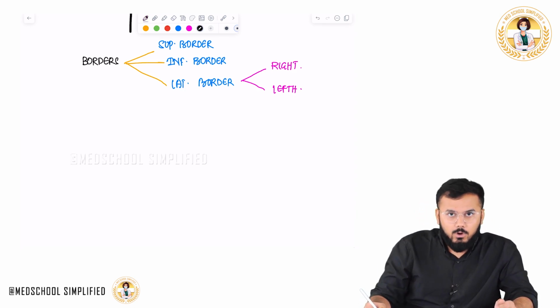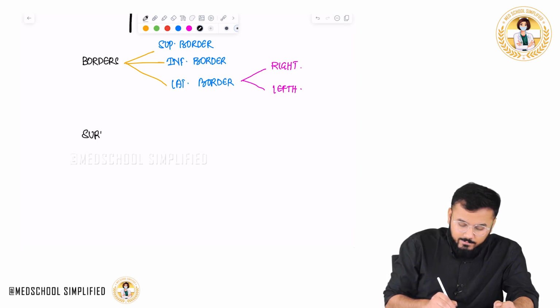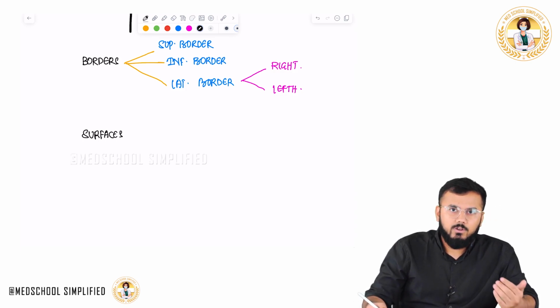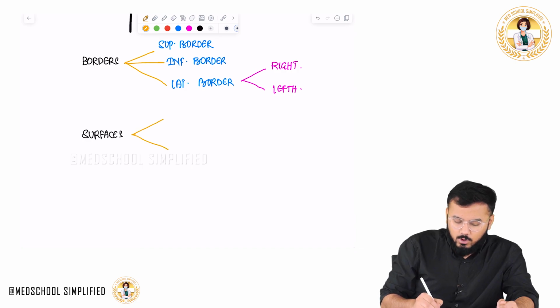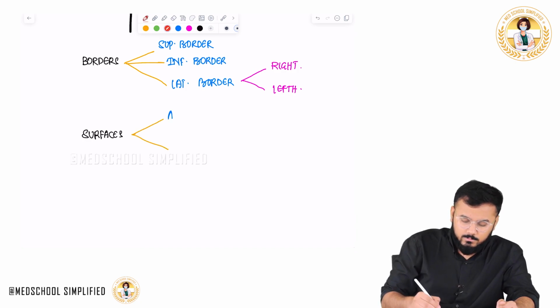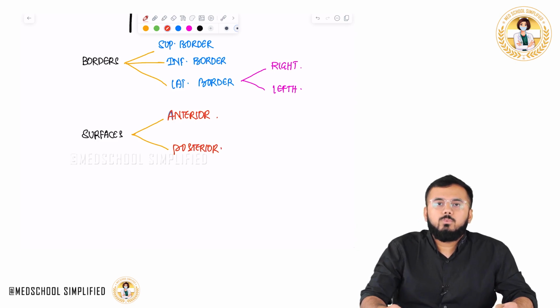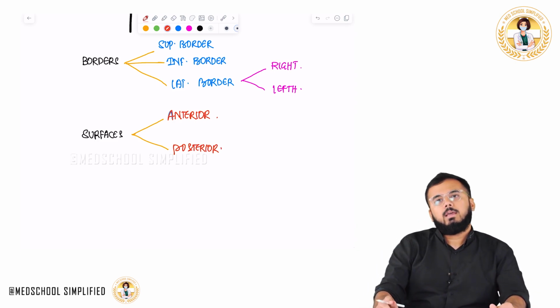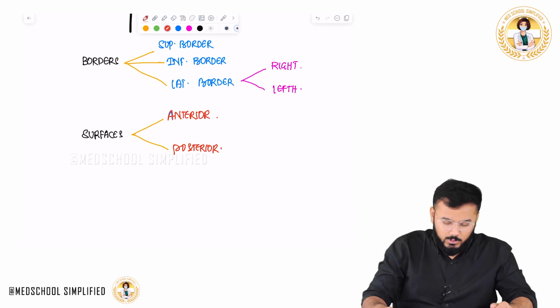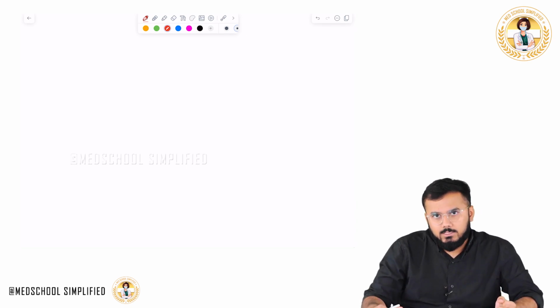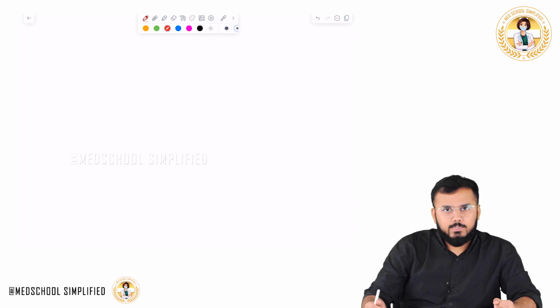Second important thing after the borders, we will discuss that the pons has surfaces. How many surfaces does the pons have? Two surfaces. One is on the front, one is on the back. The one on the front is called the anterior surface, and the one on the back is called the posterior surface. So we have two surfaces over here, the anterior surface and the posterior surface. Now what we shall do is discuss the anterior surface of the pons. What are the external features that are located on the anterior surface of the pons?